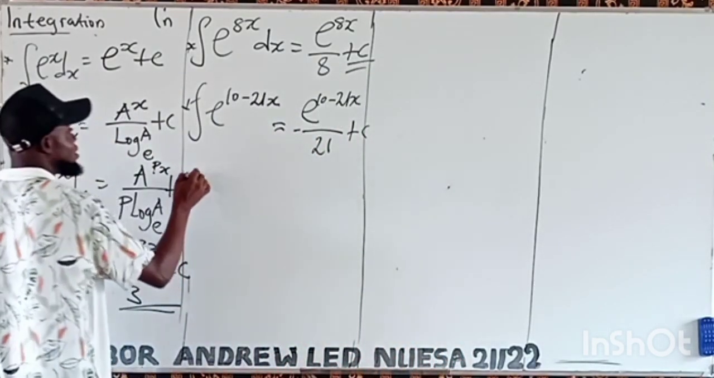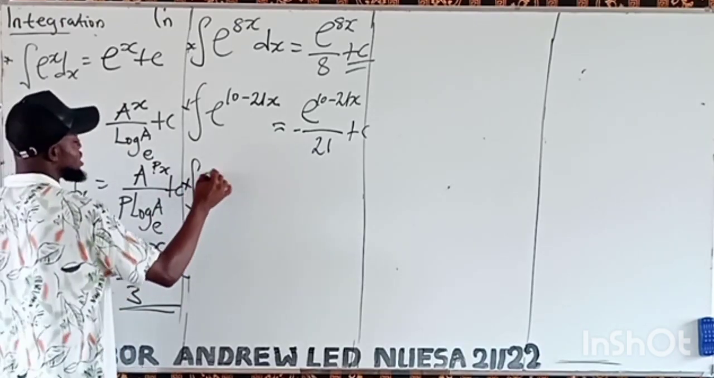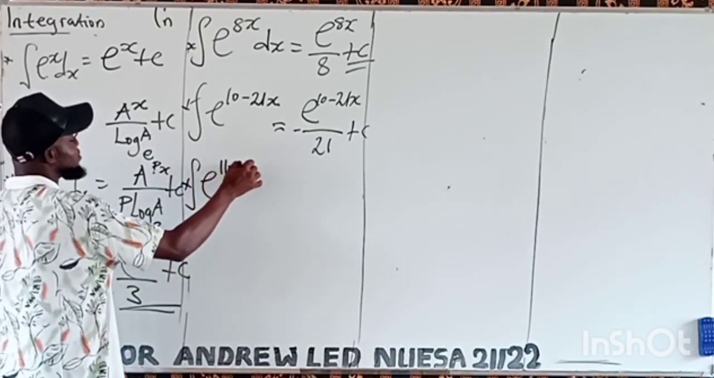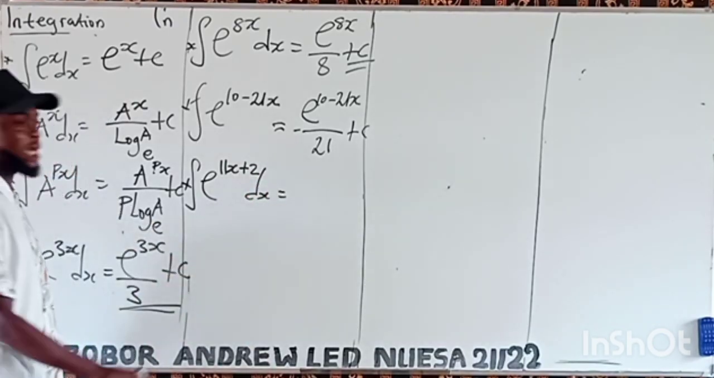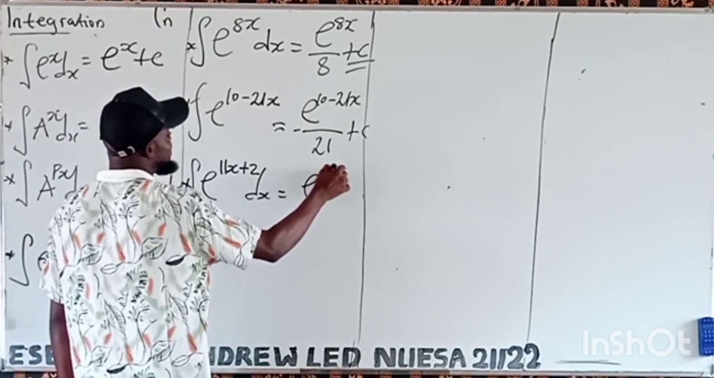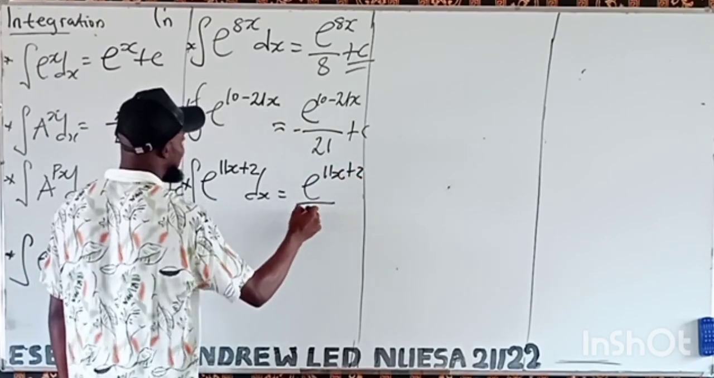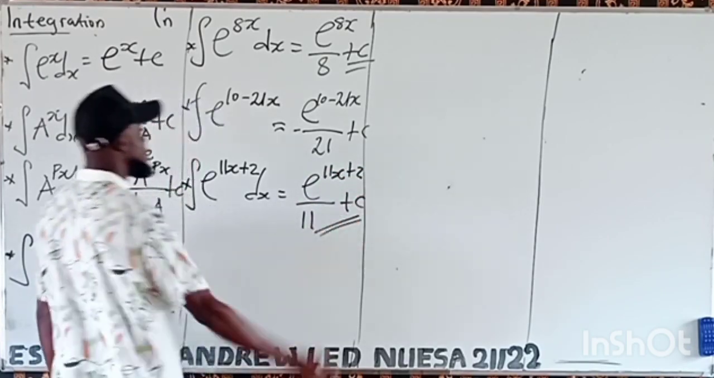So what about if we have to integrate exponential 11x plus 2 dx? What will be the answer? The answer becomes exponential 11x plus 2 over 11 plus c. That is the answer.